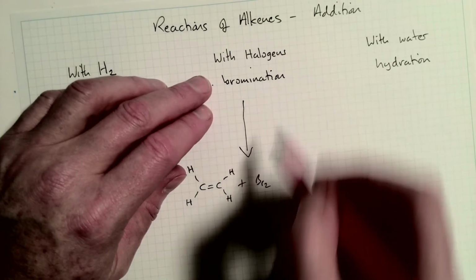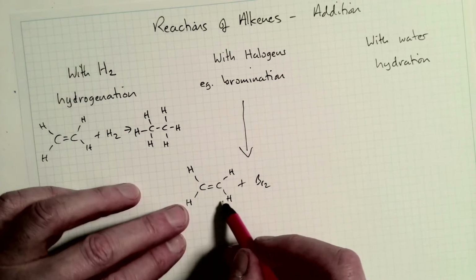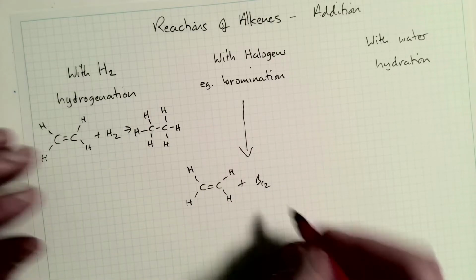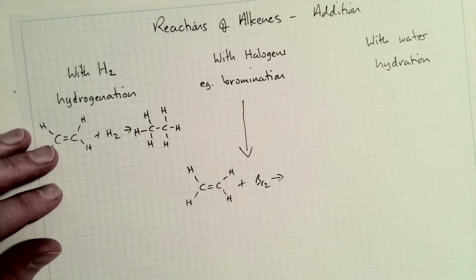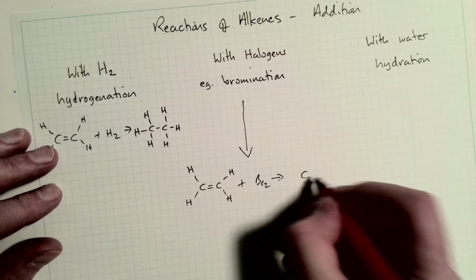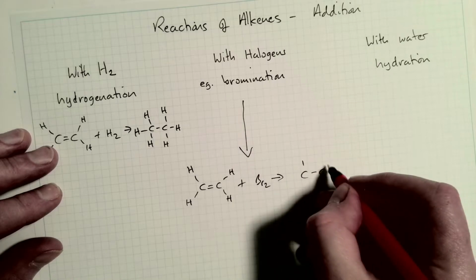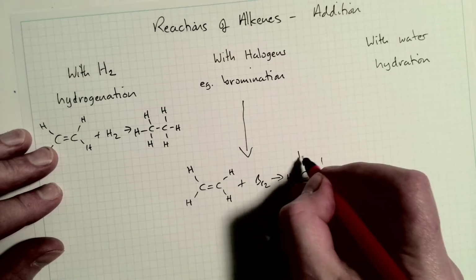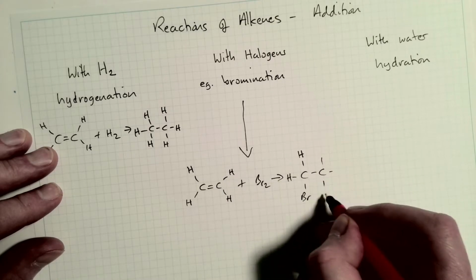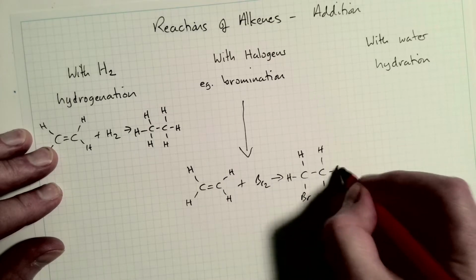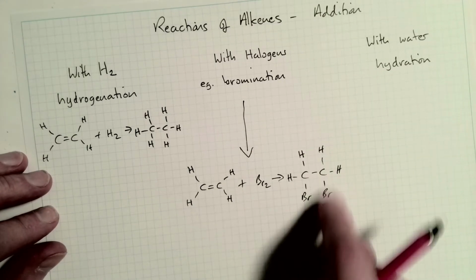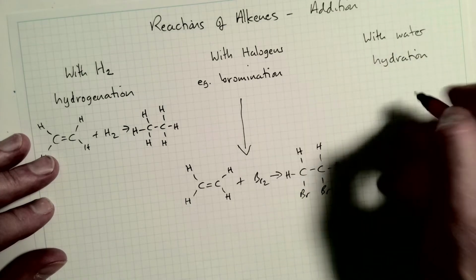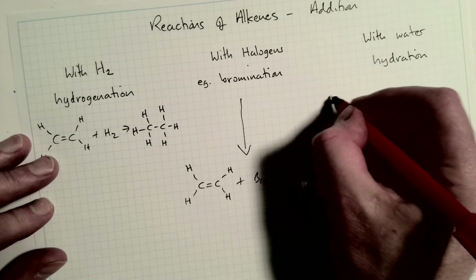Bromination is what we're going to do to test to see whether we've got an alkene. If this is an alkane and you react it with bromine, nothing will happen. The bromine will still be there and we'll still have a colored solution. But if I react that, I'm going to end up with this structure here. And I'm going to have a hydrogen there, a bromine there, a bromine there, a hydrogen there, and a hydrogen there. So that's 1,2-dibromoethane.